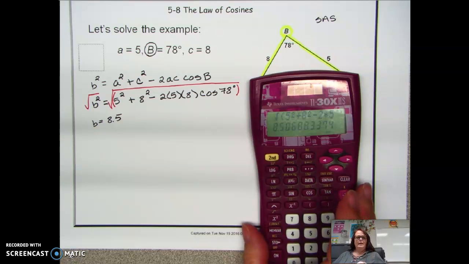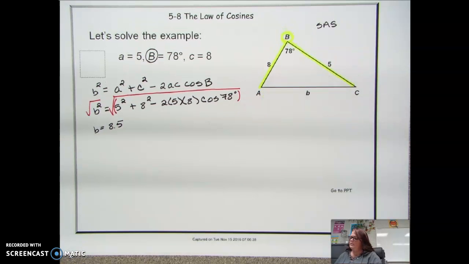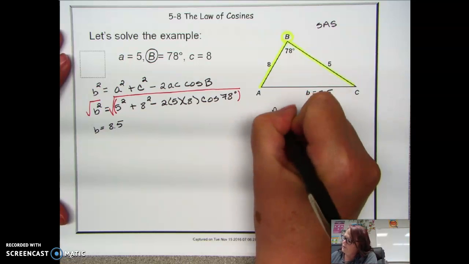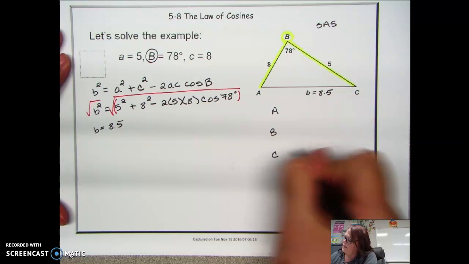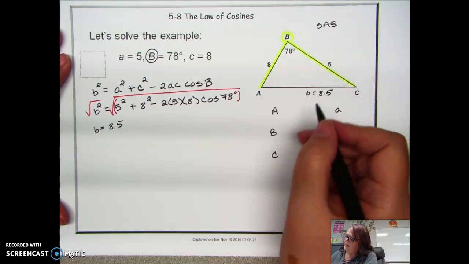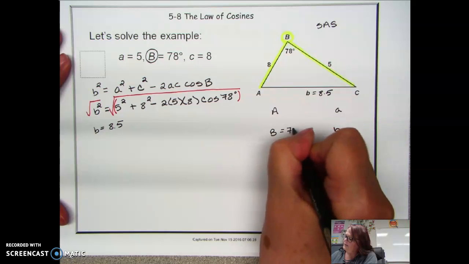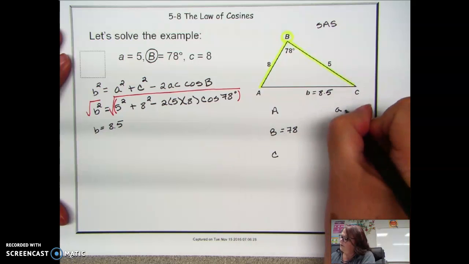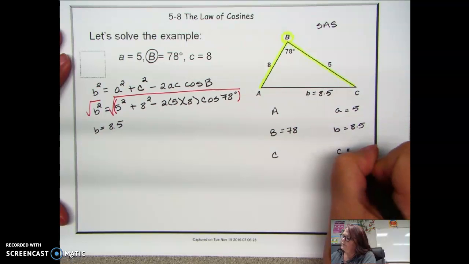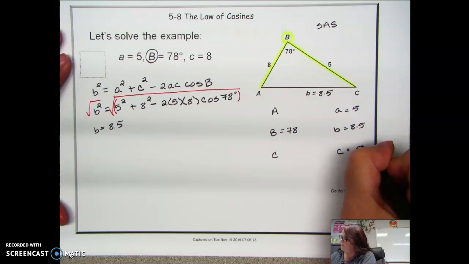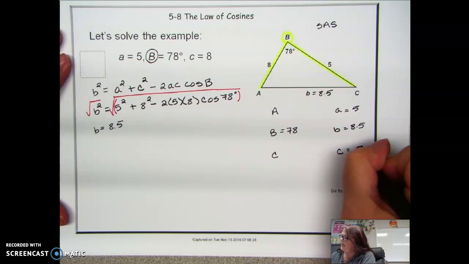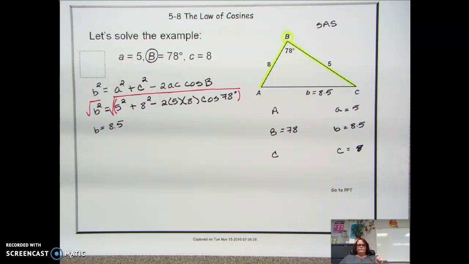All right. And so I think the example said solve the triangle. So that means this is 8.5. If we said A, B, C, and then little a, little b, little c, that means I've got big B is 78. I have that little a is 5. Little b is about 8.5. Totally went the wrong way, sorry. So A is 5, there we go. C is 8. That's what I wanted to say.